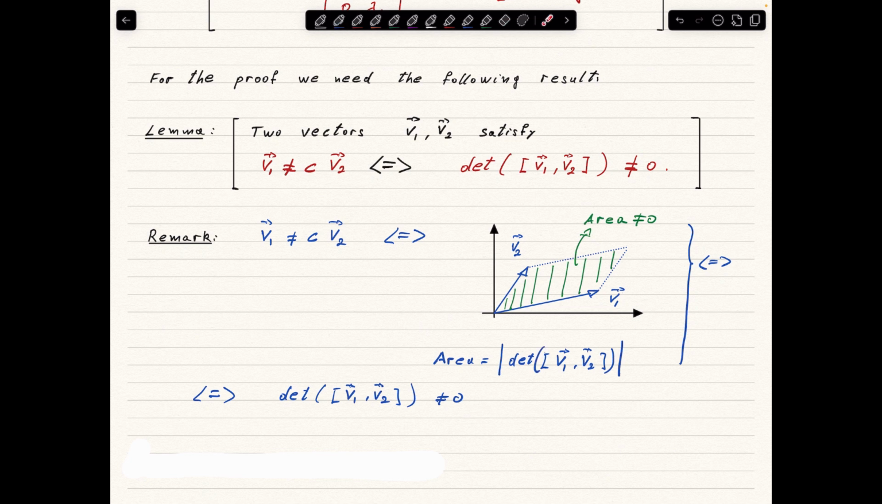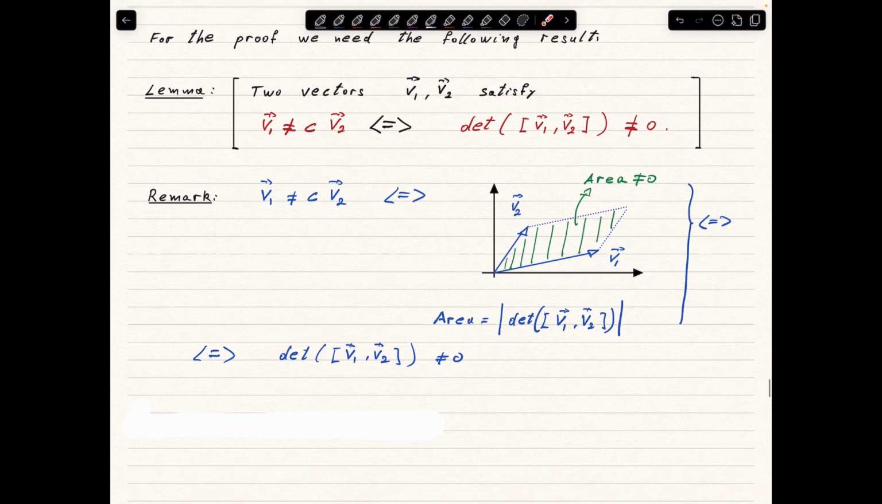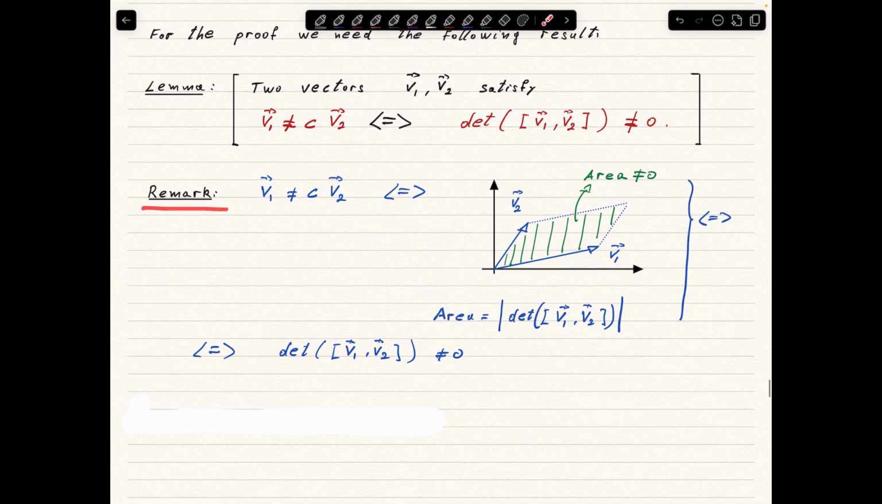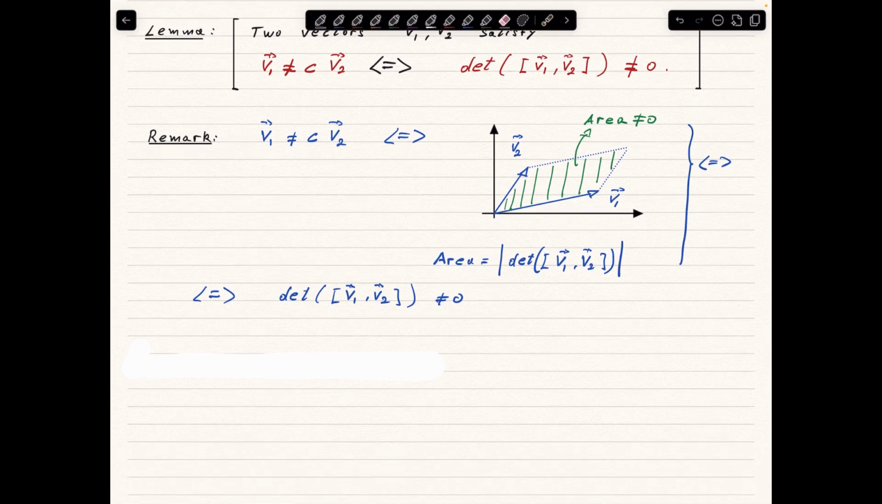So we see clearly in the picture that this is a geometrical proof that this condition, the vectors not proportional to each other, is equivalent to the determinant of that matrix being different from 0. But we can do the proof also analytically. So we can call this remark the geometrical proof. And now let's introduce the analytical proof, which sometimes people are more comfortable with.